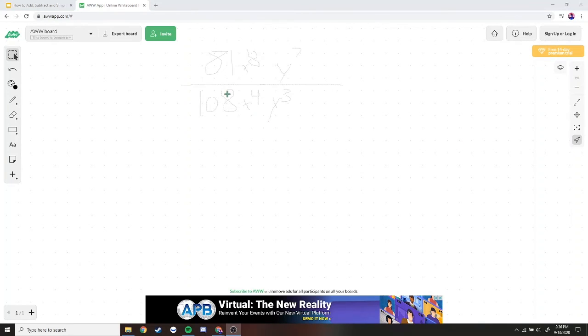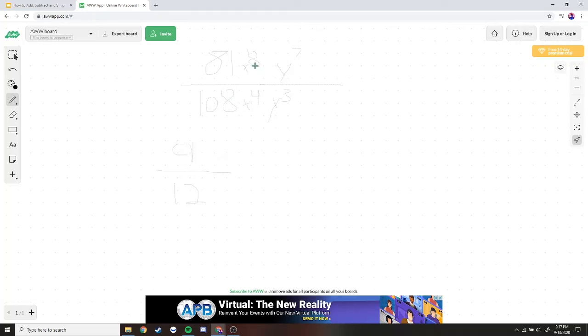For our last example, we have 81 x to the 8th, y to the 7th, over 108 x to the 4th, y to the 3rd. Now we're going to do the exact same thing as we did last time. We're going to simplify this set, then this set, then this set, because they all have a common base or a common factor. So here we have a common factor of 9. So 9 goes into 81 9 times, and 9 goes into 108 12 times.